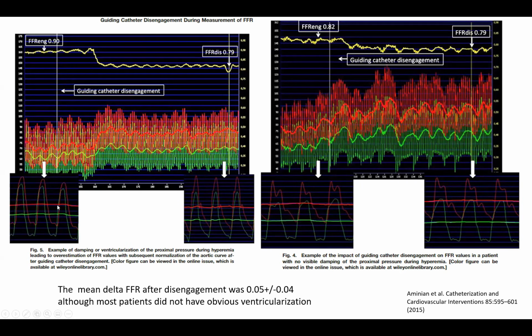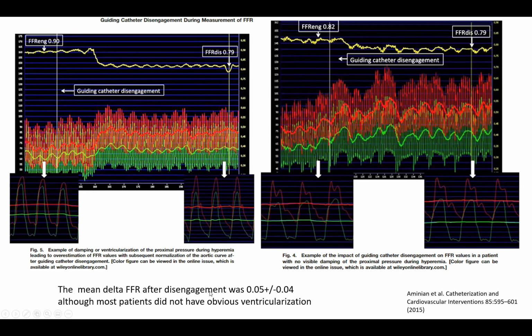Again, the same phenomenon will happen had you been measuring IFR. It may be less pronounced than FFR because you're not creating hyperemia, but it will happen as well with IFR. So you always need to disengage that guide. This is another case, even more interesting from that paper, where the aortic pressure was not ventricularized. Yet when they disengaged, the FFR still dropped, not as much, but it dropped 0.03.